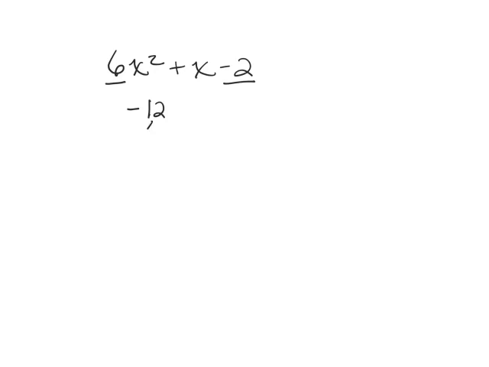Now I'm going to figure what factors of negative 12 will work together to leave me with a positive x. So 4 and 3 will leave me with 1, but which one's going to be negative? Well, we need a positive 1x, so we're going to use a positive 4 and a negative 3 for factors.